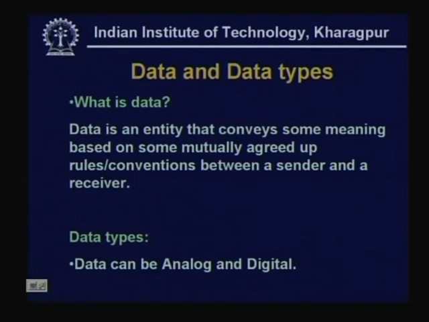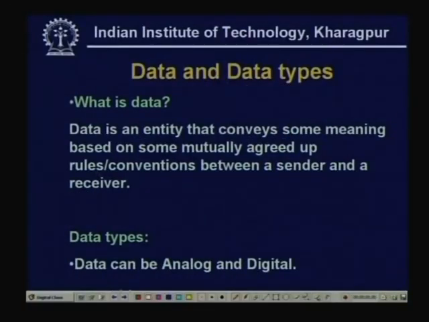First, let us consider what is data. As we have seen, we have to send data through some communication media, and we have to understand what we really mean by data. Data is an entity that conveys some meaning based on some mutually agreed upon rules, conventions between a sender and a receiver. That means, for sending the data, the sender has to follow some mutually agreed upon rules and convention. At the receiving end, the receiver also has to follow mutually agreed upon rules and convention to interpret that data.